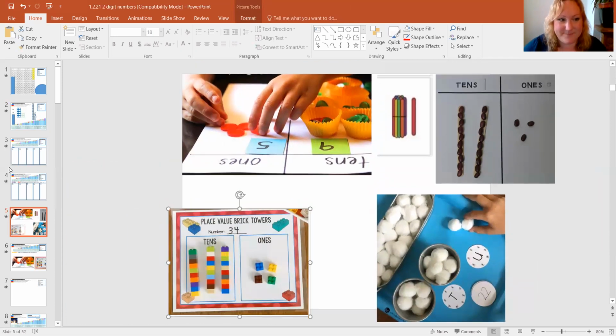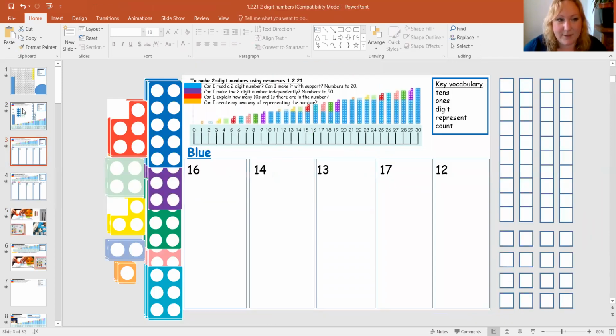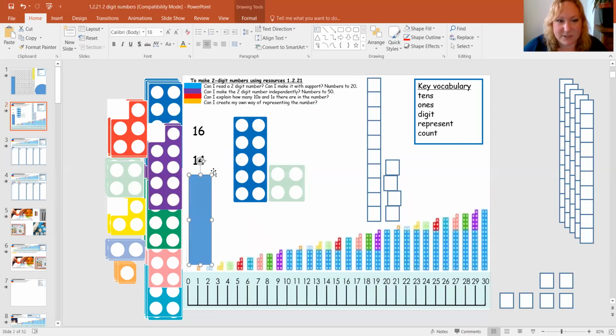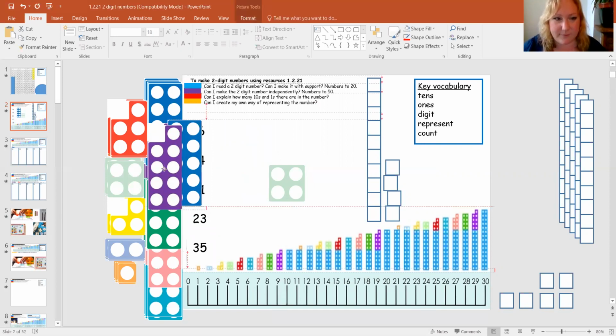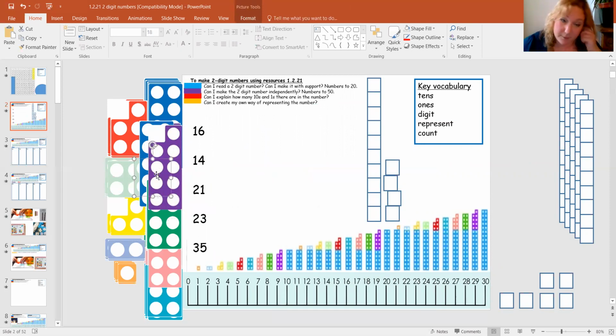I'm so excited. If you are doing the purple level of challenge today, you are going to go up to bigger numbers up to 50. So here we've got 21, we've got 23, and we've got 35. I think we should go ahead and pretend to make 35. I'm going to make 35 so you can see me do it. First of all, I'm going to use Numicon.